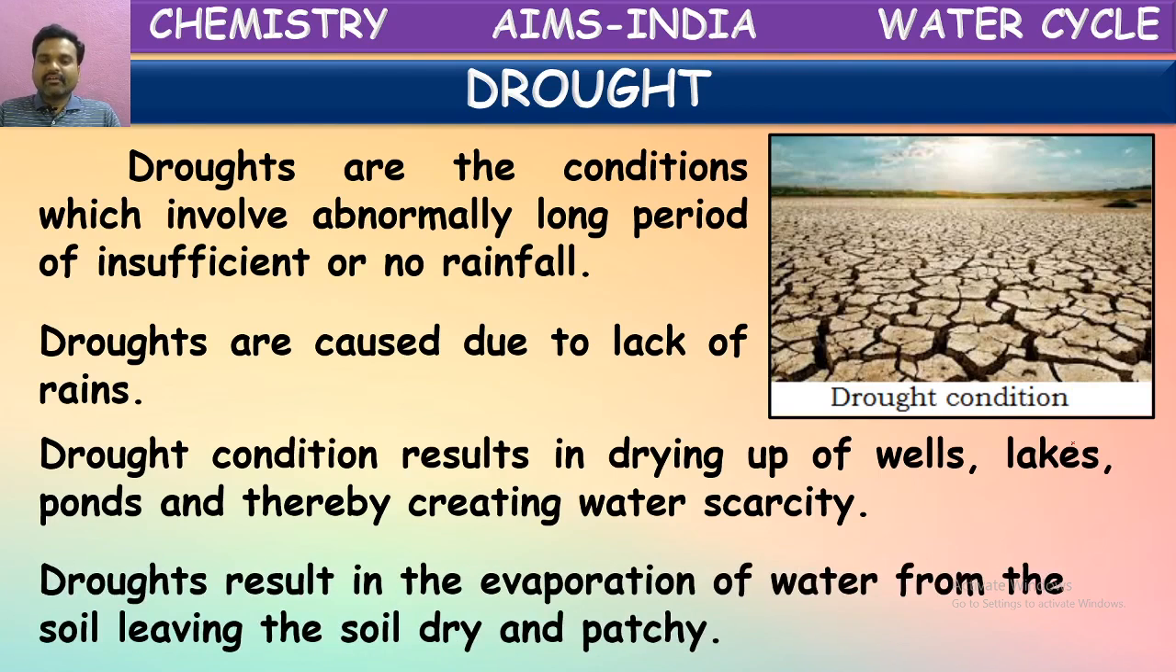Droughts result in the evaporation of water from the soil, leaving the soil dry and patchy. Yes, we can observe that here, patchy, dry soil. What happened here? As there is no water, already existing water also will be evaporated, and then the soil becomes completely dry and it becomes patchy. The cracks will come in the soil, that is a patchy soil.